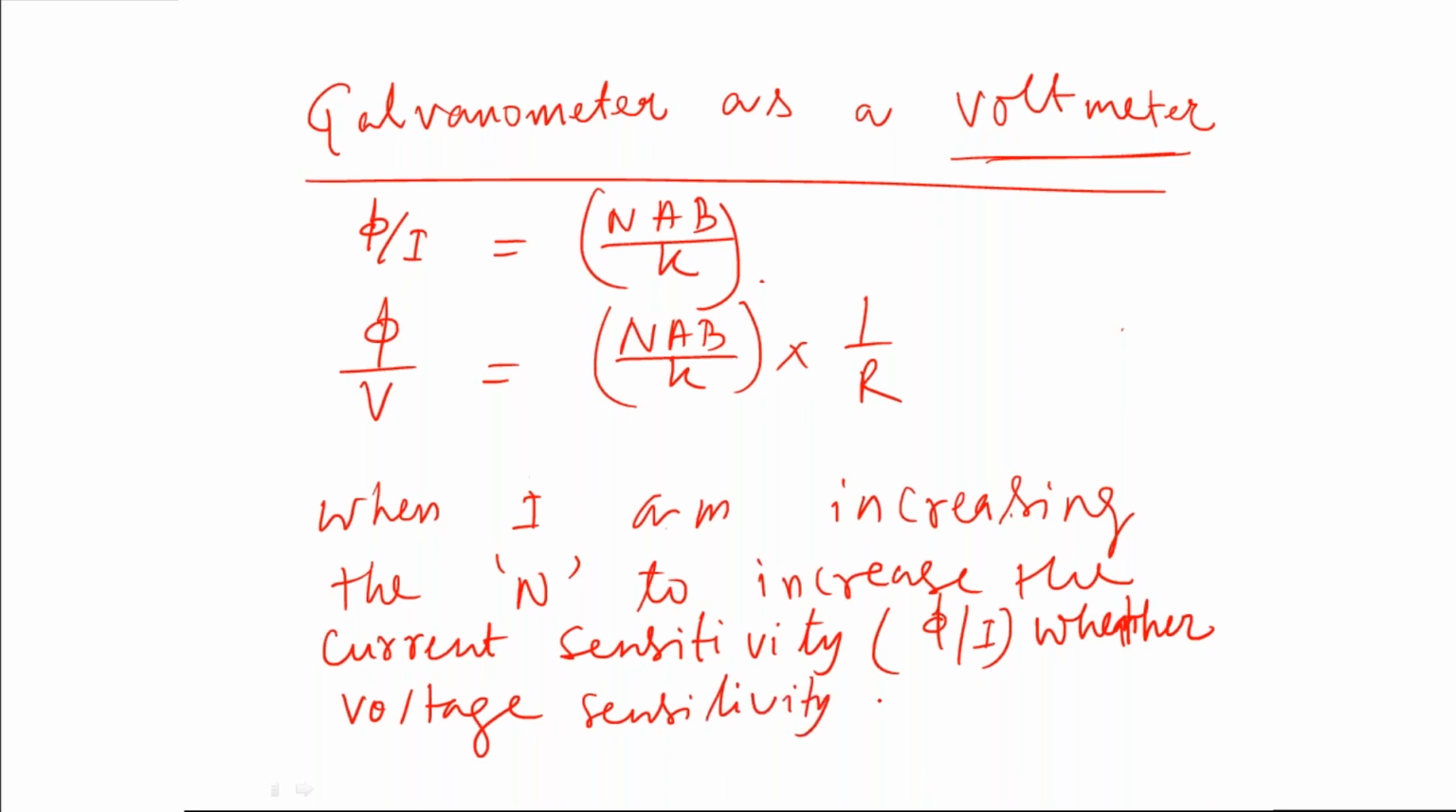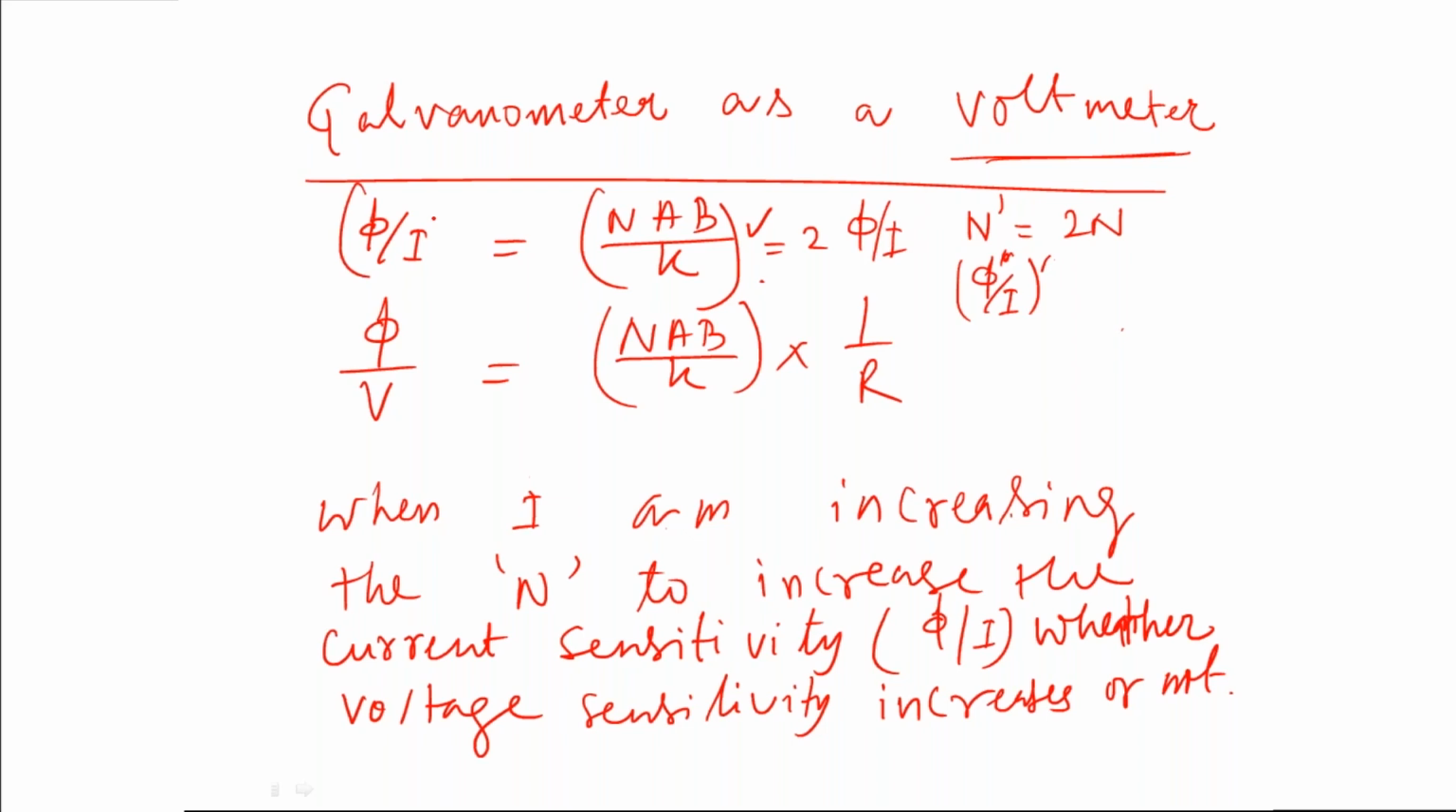If you look at this, I'll just make my N prime now 2N. So earlier also I have told you, my new current sensitivity, suppose φ by I prime. So look, in the current sensitivity part, N you make 2N, so it will be 2φ by I. This is the new one. So this will be double of the previous sensitivity. Now, if I increase the N over here to 2N, what will happen? Will this be also increasing by 2?